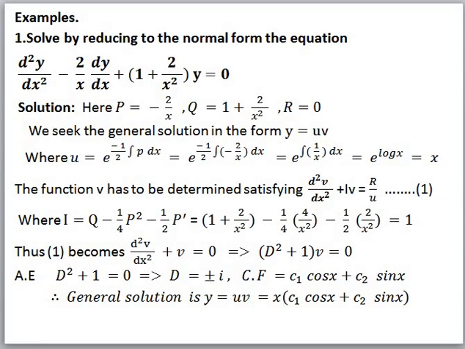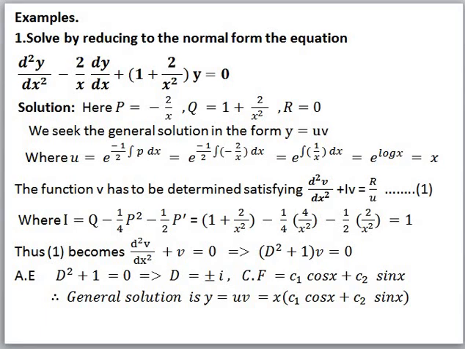On simplifying, 4 gets cancelled and 2 is cancelled. So 1 plus 2 by x square minus 1 by x square minus 1 by x square; minus 2 by x square plus 2 by x square gets cancelled. Therefore I is equal to 1. Thus equation 1 becomes d square v divided by dx square plus v is equal to 0.